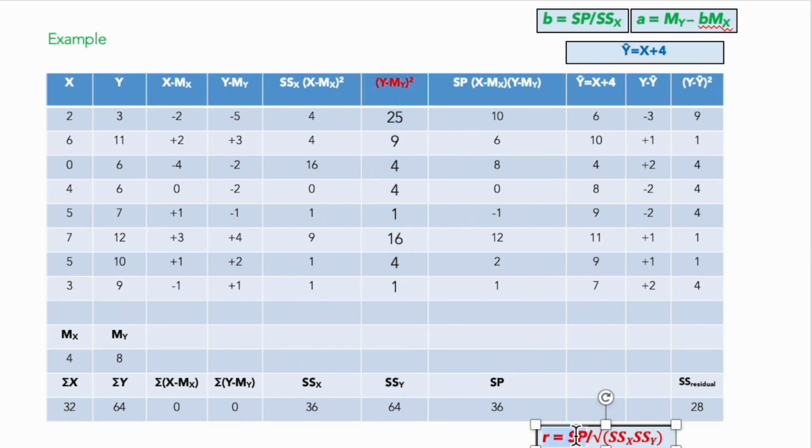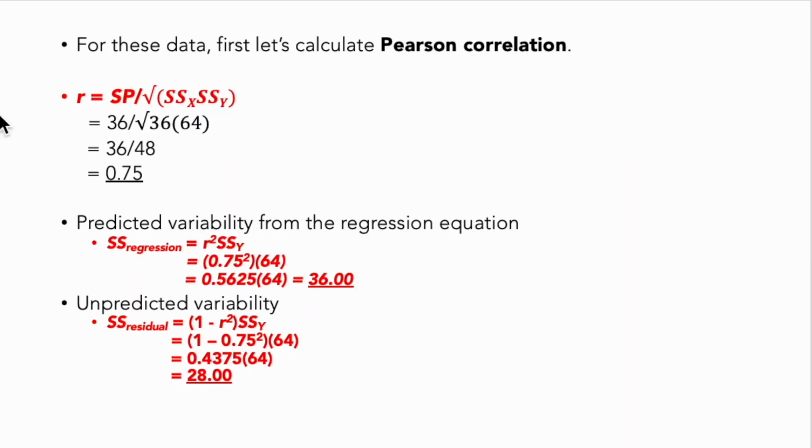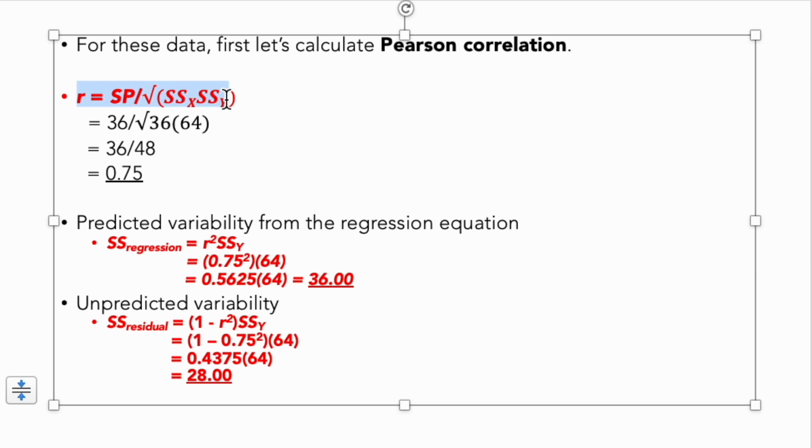Pearson correlation is sum of products divided by square root of sum of squares for x times sum of squares for y. And then once you do that, you have a few more numbers with you to go ahead with the rest of the calculation. So Pearson correlation, here we have done the simplification. So sum of products divided by square root of sum of squares x times sum of squares y. So the answer is 0.75. That's a good correlation. It's a stronger correlation as well.